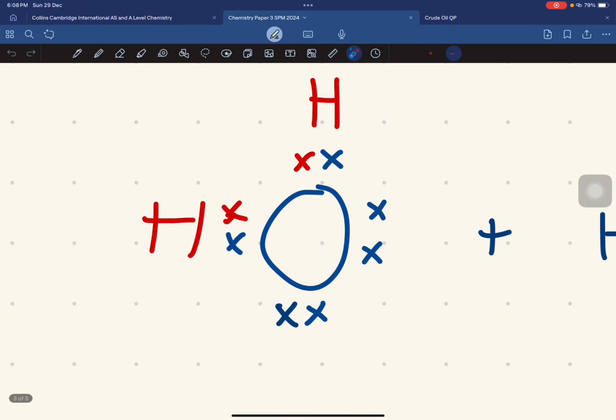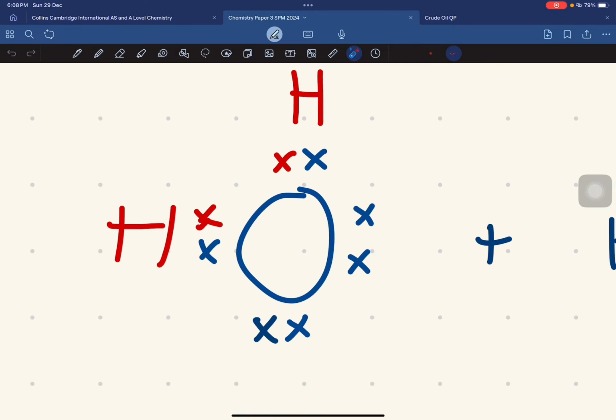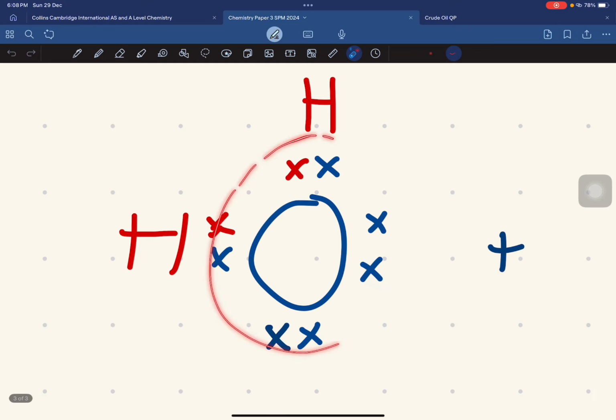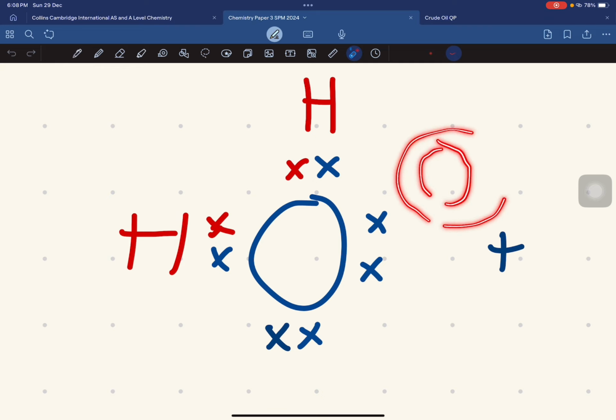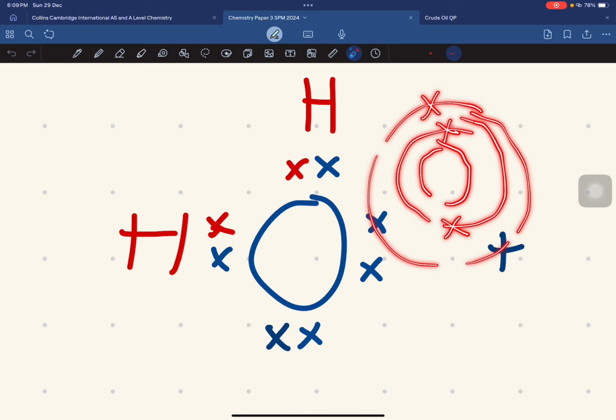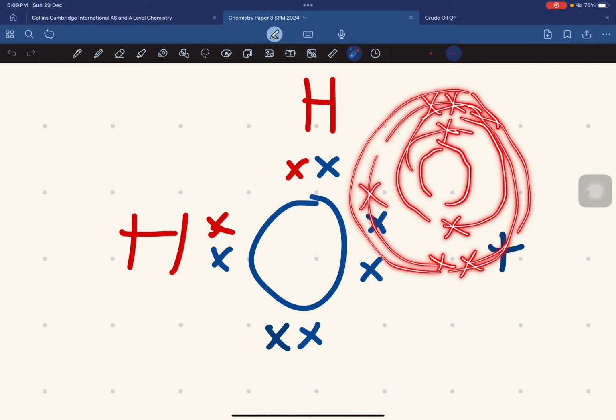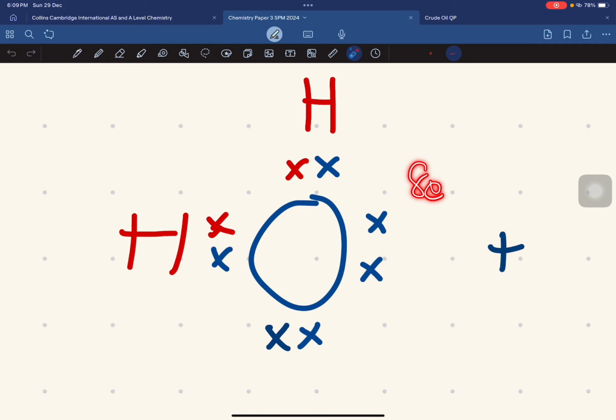Okay, so we look at this structure right here. We know that an oxygen atom is located in group 16 period 2, meaning that it has two shells filled with electrons. The first shell carries 2 electrons, and the second shell carries 6 electrons. So in total we have 8 electrons, which is equivalent to 8 protons. That is for oxygen atom.